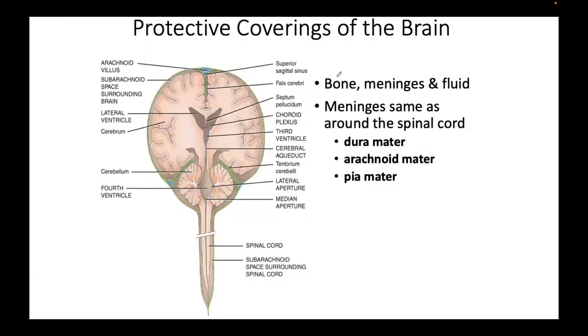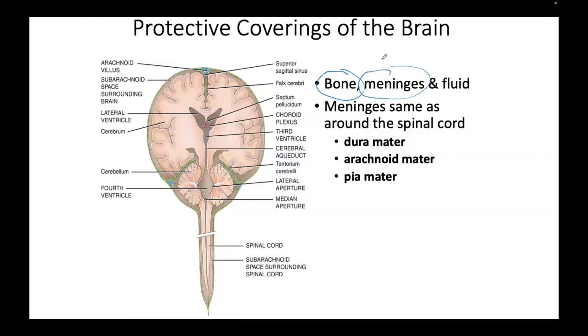So, the bone, obviously, the skull itself is going to protect the brain. We learned about cranial bones in Anatomy and Physiology 1, where you had the frontal bone, occipital bone, parietal bone, temporal bone, the vertebrae, right? So bone obviously is a shield that protects the brain.